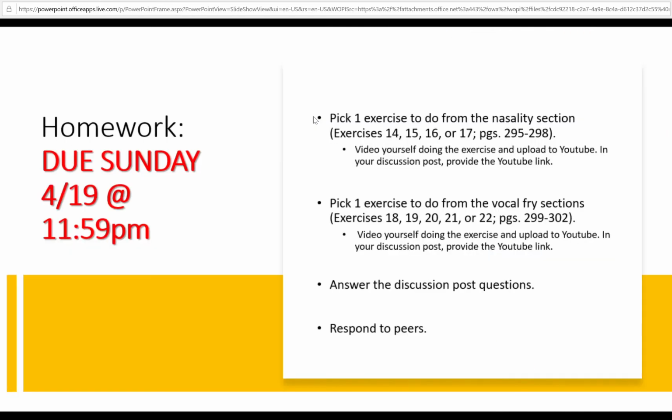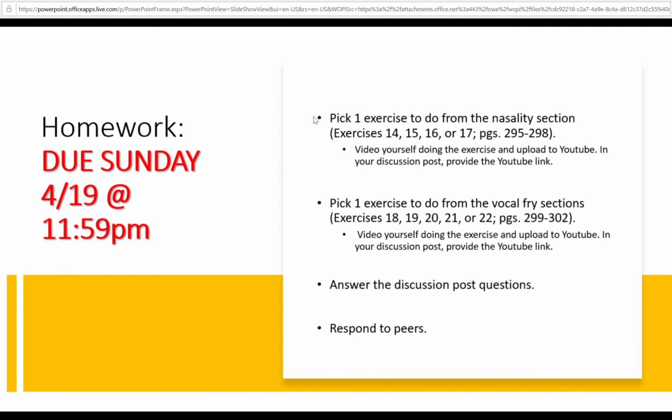And let's discuss homework. What I want you to do is pick one exercise to focus on from the nasality section. There are four options, exercises 14, 15, 16, or 17, and they can be found on pages 295 to 298. I want you, again, to just do a video of yourself doing one of these exercises and upload it to YouTube. In your discussion post, provide the YouTube link so that we can look at it.